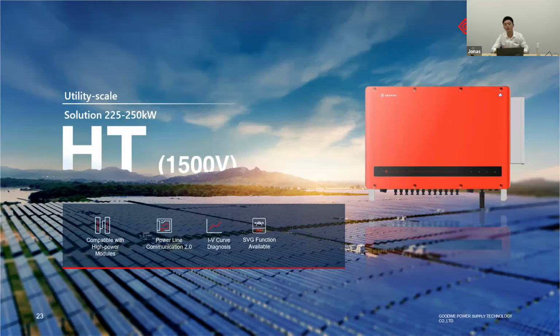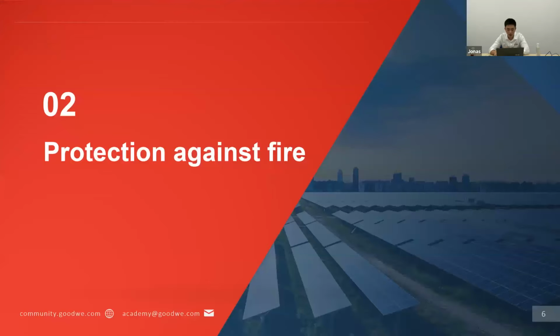Apart from the inverter itself, we also provide the complete utility scale solution. For example, we provide second generation power line communication, IV curve diagnosis, and reactive power supply during the night. All these features could save a lot of operation and maintenance cost for the owner of the PV plant. So that's all the products for the CNI and utility scale. And now let's get into the safety features of our products.